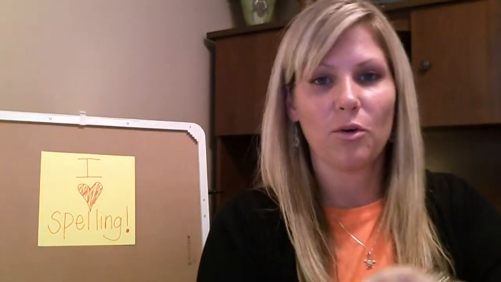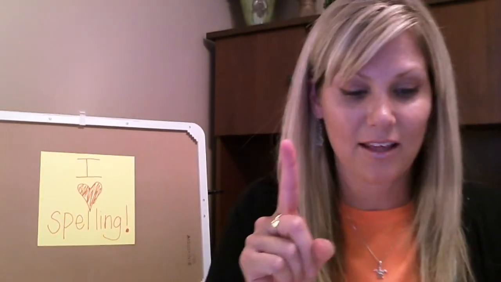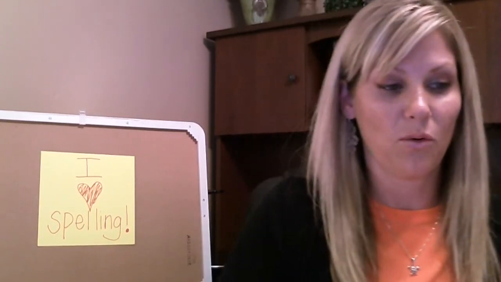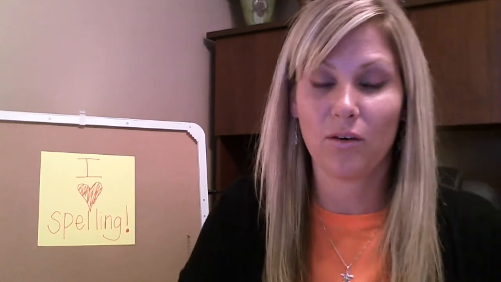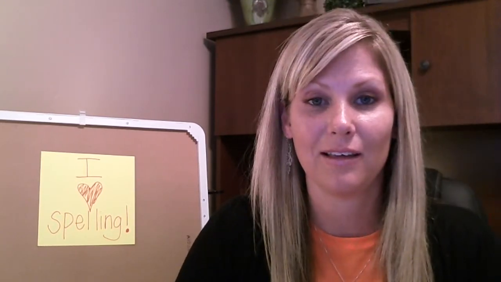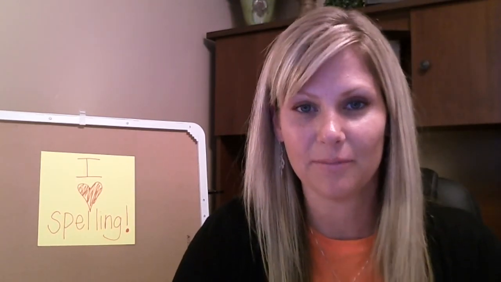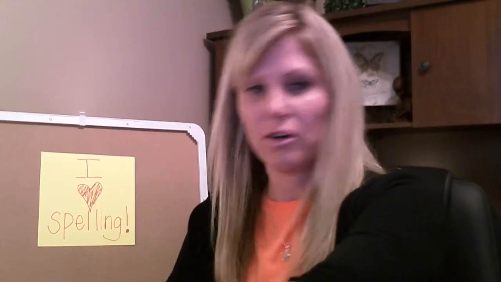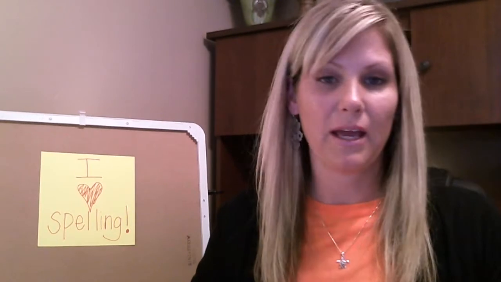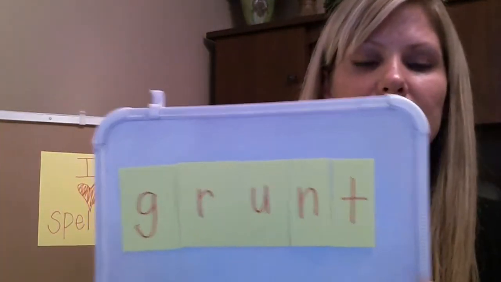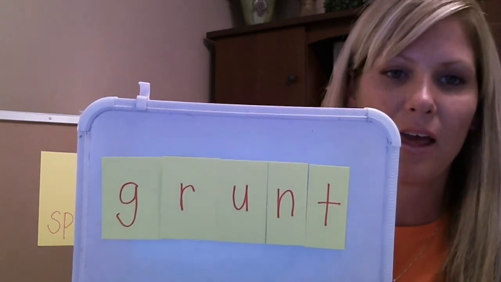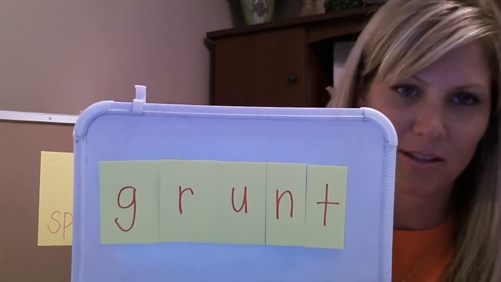And on your paper it says there may be more than one correct answer. So a word may have more than one word in it. That's kind of hard to believe. So let's look at number 1 together. Our first word in our word bank is grunt. Grunt. So we're looking for a word within grunt.